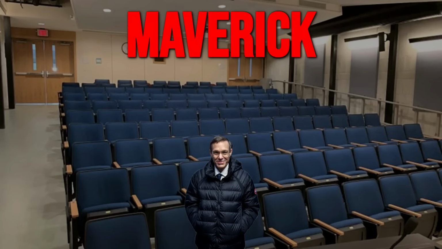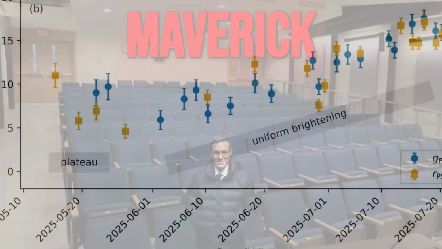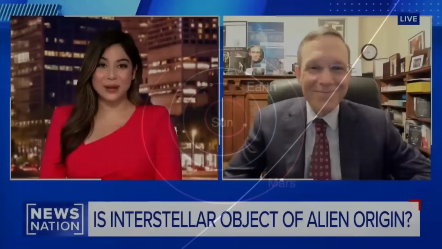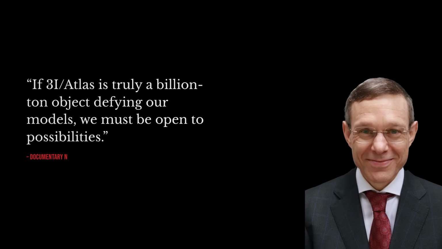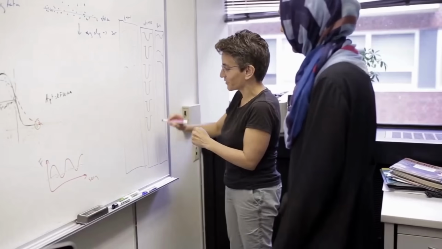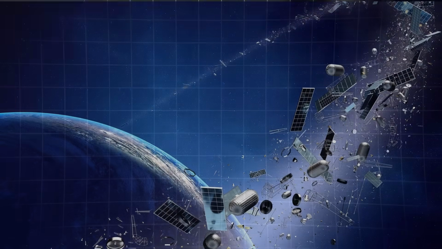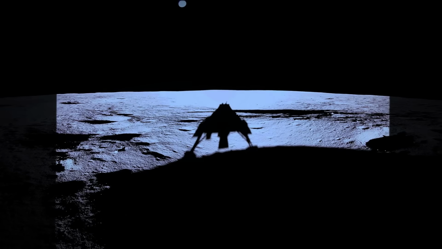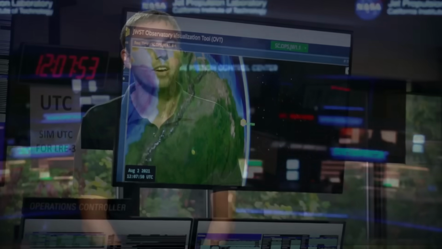At the speculative end, Avi Loeb and a handful of collaborators have floated the idea that Atlas might be more than a comet. The argument hinges on the mass-to-acceleration mismatch and the alignment of its orbit. Loeb is careful to frame these as open questions, not conclusions. "If 3I/Atlas is truly a billion-ton object defying our models, we must be open to possibilities outside the norm while sticking to the data." The techno-artifact scenario, an engineered probe or derelict, sits here, intriguing but unsupported by direct evidence. NASA and ESA push back, warning against letting speculation race ahead of what's observed.